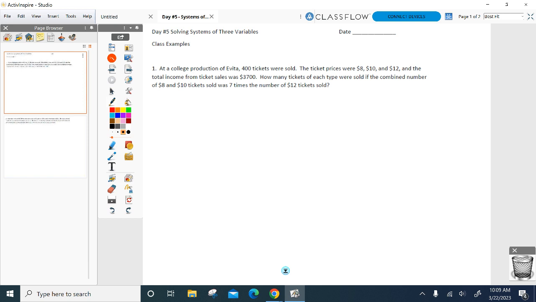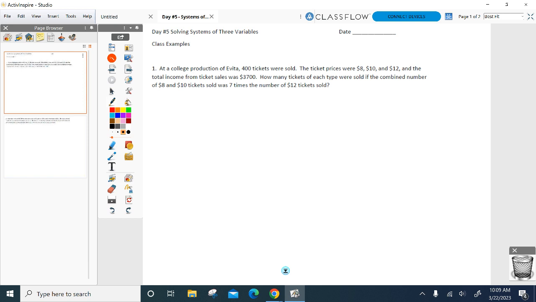400 tickets sold. Okay, we got this play. You got 400 tickets sold. Three types of tickets. You got $8, $10, $12. Total amount of money we brought in, $3,700. And then there's a little something at the end that says, hey, the combined number of tickets that were worth $8 and $10 is the same as 7 times the $12 tickets. Right? Lot to process. Let's go through it slowly.